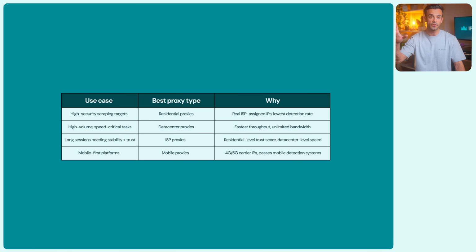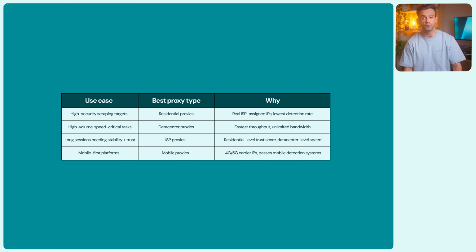If it's less strict and you're running high volume, speed-sensitive operations, data center proxies will be faster and more predictable at scale. High security scraping targets, residential proxies. Real ISP assigned IPs, lowers detection rate. High volume, speed critical tasks, data center proxies. Faster throughput, unlimited bandwidth. Long sessions needing stability plus trust, ISP proxies, residential level trust score, data center level speed.